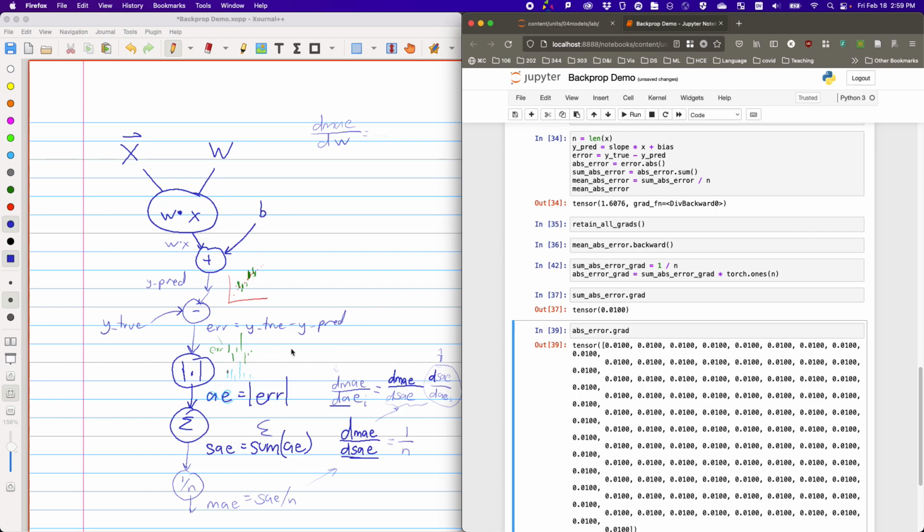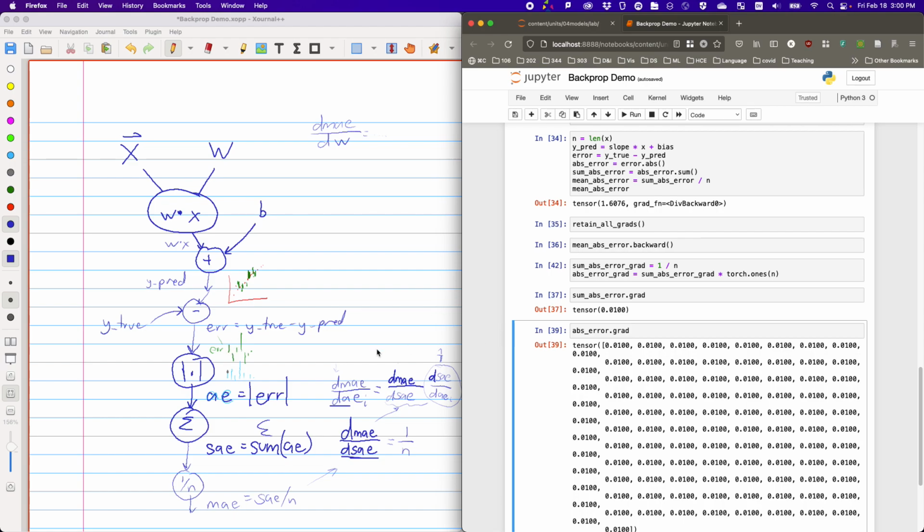So really we want to get how much mean absolute error changes when we change W and B, but we're getting closer. We're working our way up here. So we got mean absolute error grad. We got our sum absolute error, absolute error. You can think of these as all sensitivities, like how sensitive is mean absolute error to a change in sum absolute error? Well, 1/n of that. How sensitive is it to a change in the absolute error? Well, 1/n for each one of the items in it. And now, how sensitive is it to a change in the error?